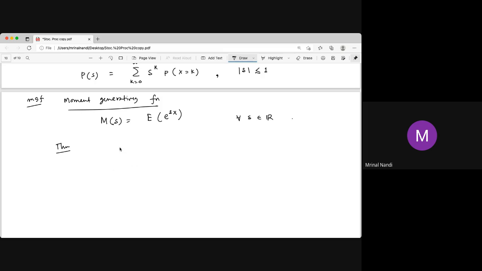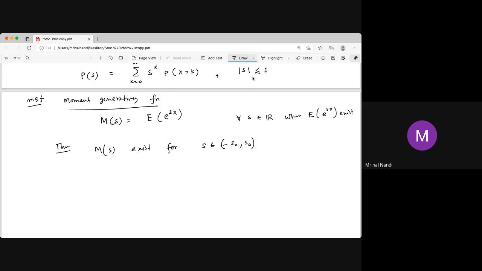if M is the moment generating function for X, and it may not exist actually, but if M(s) exists for s in (-s0, s0). By the way, this moment generating function may not exist. Actually, we have to take all X for which this expectation exists. We have to take that X for which this exists.